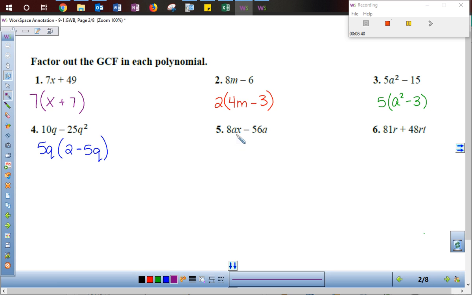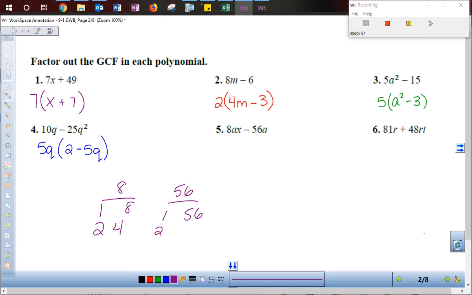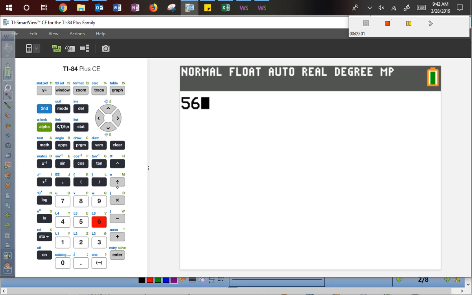We need to make sure that when we're finding the greatest common factor, it truly is the greatest common factor, not just a factor. So if you need to, you're welcome to take a second and write them out. For 8, 1 and 8, 2 and 4, and for 56, we'll have 1 and 56, 2 and, let's see here, 56 divided by 2 is going to give me 28.